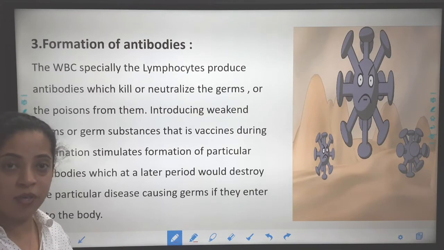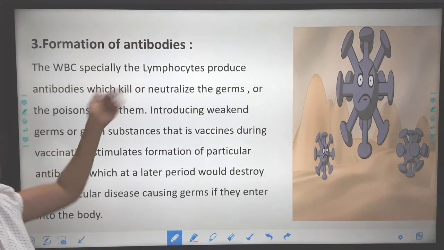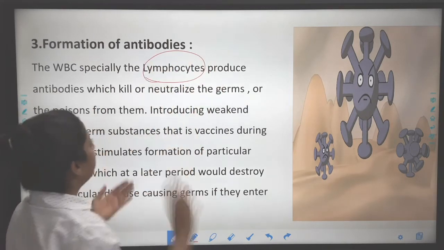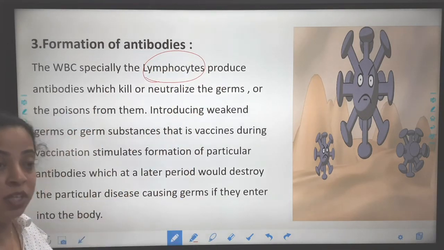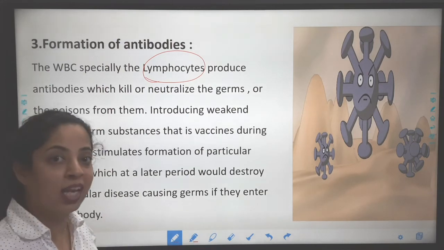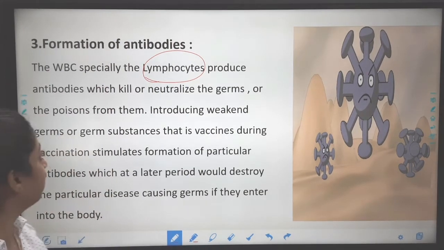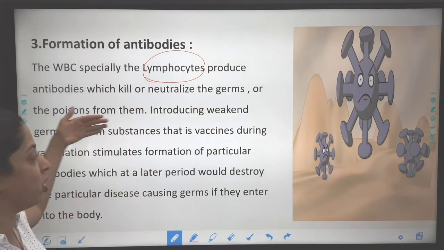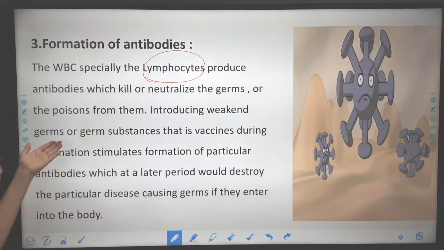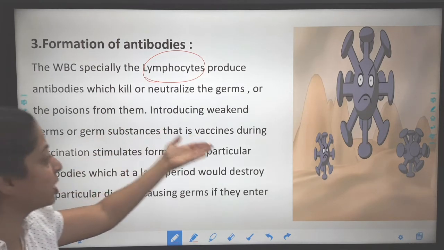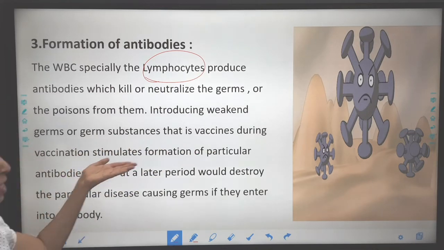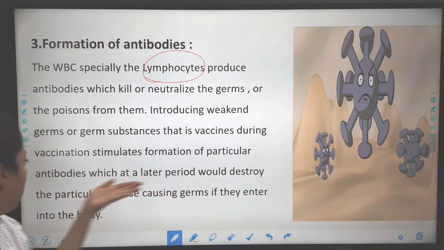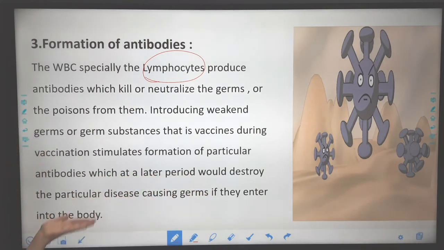Now coming to the third function of WBC, that is formation of antibodies. WBC, especially the lymphocytes, produce antibodies. Antibodies are those bodies which are produced to kill toxins or germs which enter the body. They kill or neutralize the germs or the poisons from them. Introducing the weakened germs or germ substances, that is vaccines, during vaccination stimulates the formation of particular antibodies which at a later period would destroy the particular disease-causing germs if they enter the body.